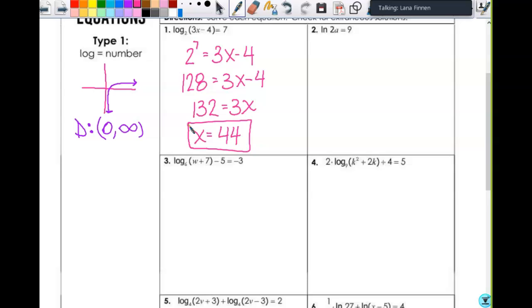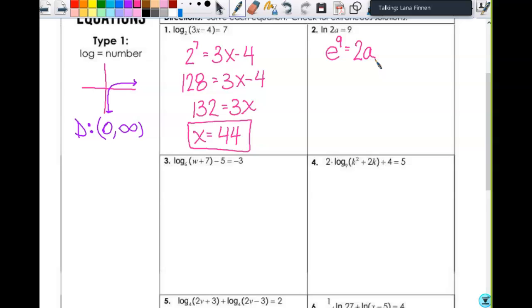All right, let's look at number 2. This is already condensed. It is already isolated. What is the base here? E. So I'm going to have e to the 9th power equals 2a, right? So then, what am I trying to solve for? A. I'm trying to solve for a.